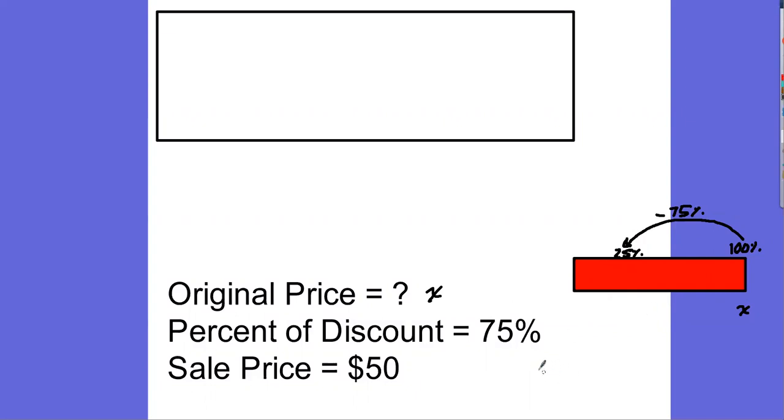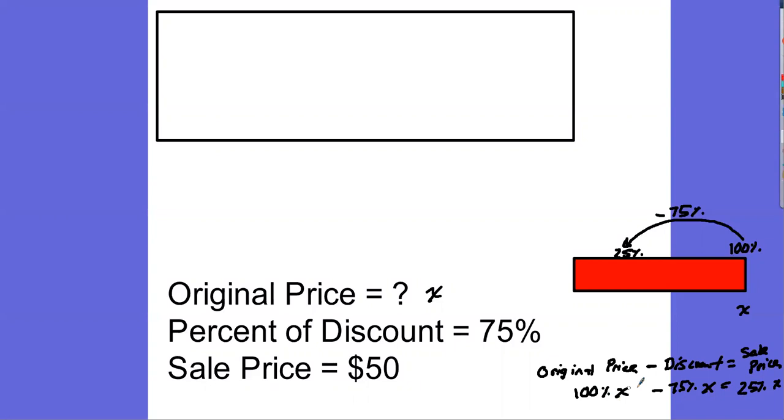So as an equation, I'm really saying that my original price as a percent, which is 100% of some number X, take away my discount, which in this case, I am taking away 75% of X. And what that's going to leave me with is my sell price. And my sell price, 100% of something minus 75% of something, is 25% of X.